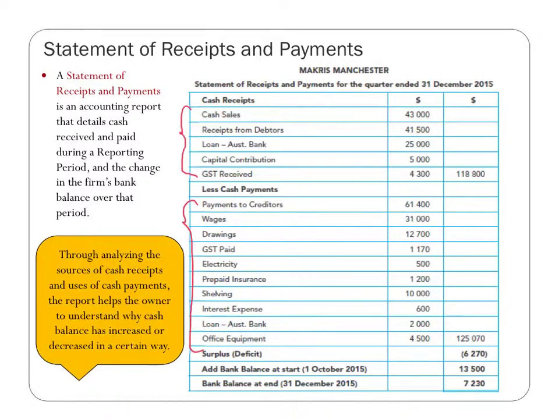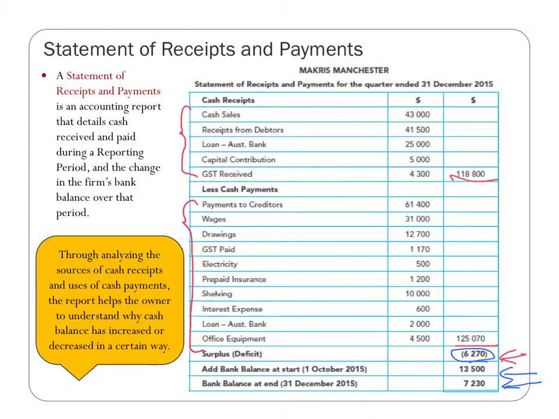Okay, the difference between these two figures will give you this figure, either a surplus or a deficit. In this case, it's a cash deficit for the quarter. Added on to that is the bank balance at the start of the quarter on the 1st October 2015. Add the change, and that gives you the bank balance at the end of the quarter on the 31st December 2015. That's how much you're left with at the end of the quarter.